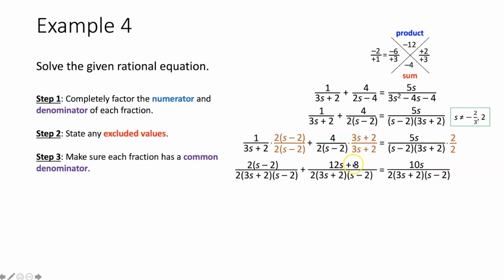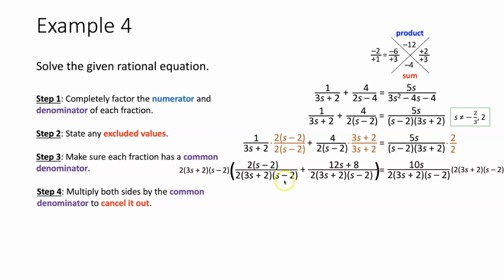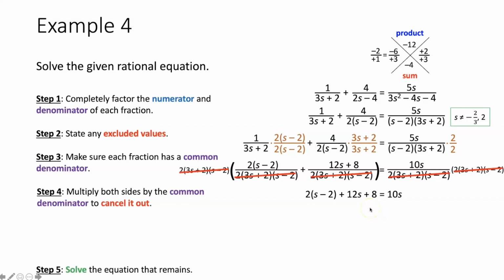Now, as you can see, each fraction has the exact same denominator. We have a common denominator. So we can move on to step 4, where we multiply both sides of the equation by that common denominator. So when we do that, over here, we're going to distribute our common denominator to each fraction. And what happens is it cancels out each denominator. Over here, we multiply these two together, and the denominator cancels out, and we're just left with this basic equation that we can now solve for s.